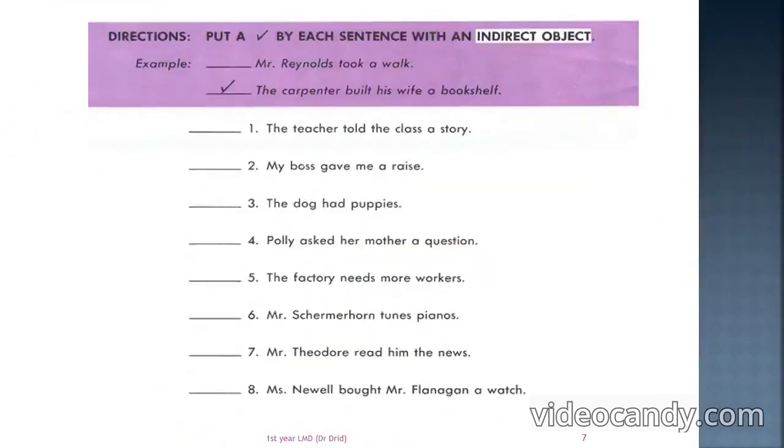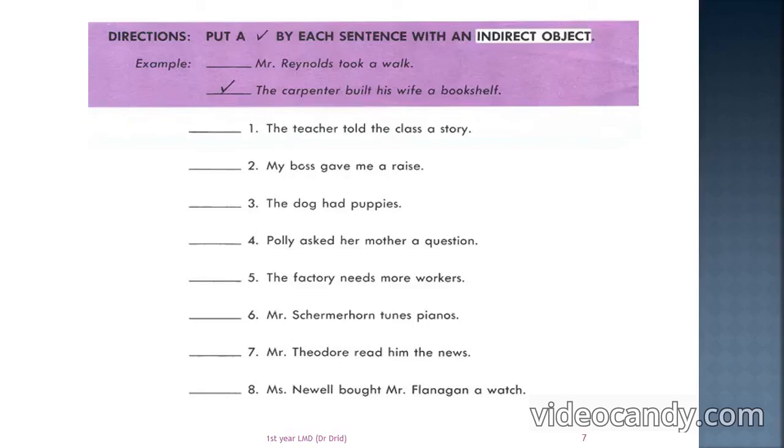Another exercise here is on the indirect object. Now let's test whether you are able to see whether there is an indirect object in the sentence or there is no indirect object in the sentence. You read the following sentences, and if you find that the sentence contains an indirect object, you put a tick. If not, you don't put the tick. An example is done for you. Mr. Reynolds took a walk. Here there is no indirect object, so there is no tick.